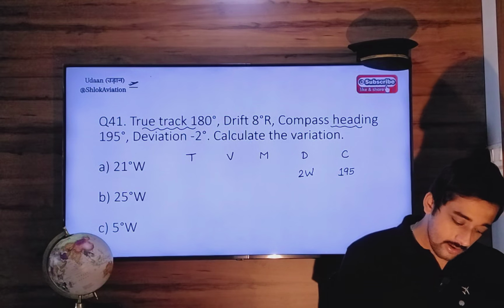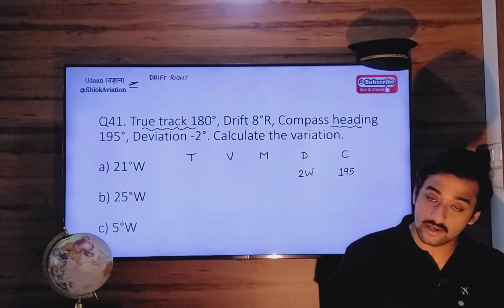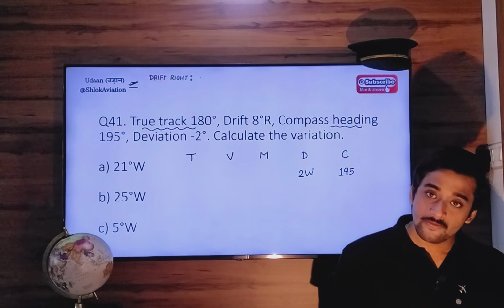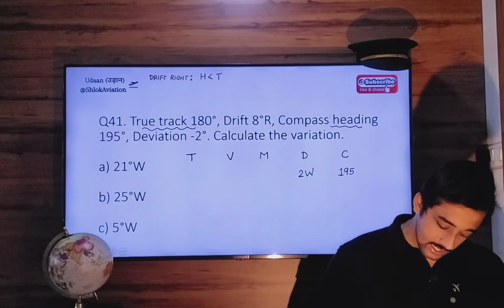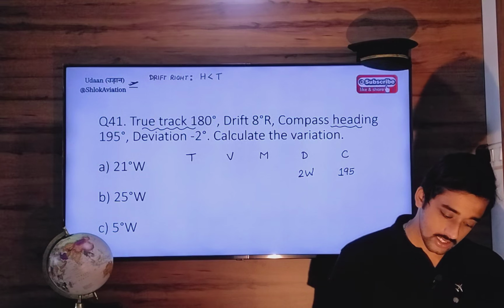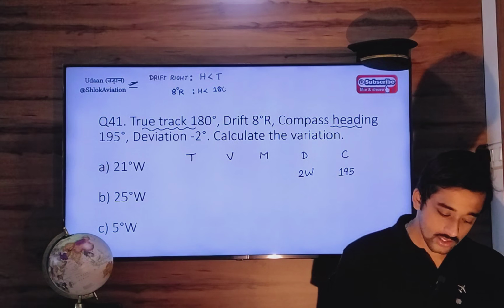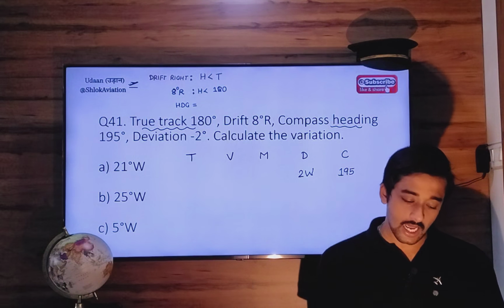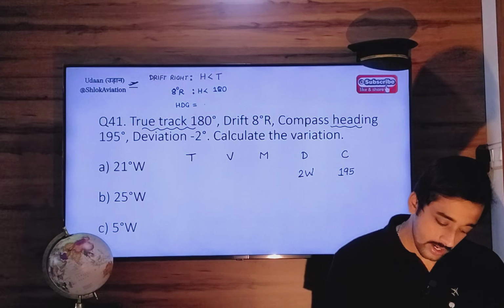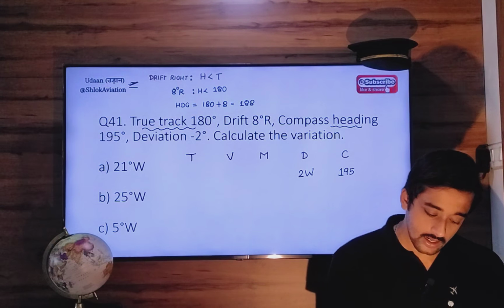Now, if drift is right, right drift means starboard drift. If it's starboard drift, the heading is less than track. Now what is heading here? The heading here is not known to us. Drift is 8 degree right, track is 180. So heading will be less than the track 180. So heading will be 180 plus 8, that is 188 degrees.